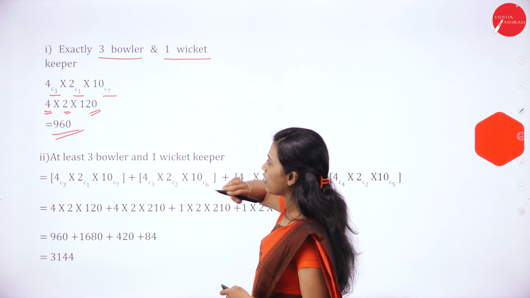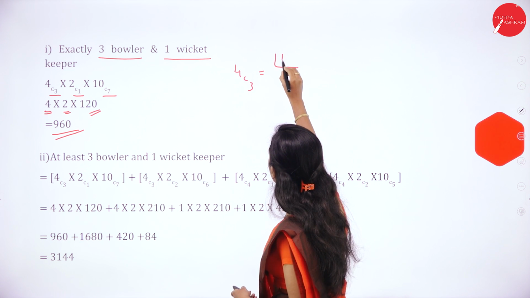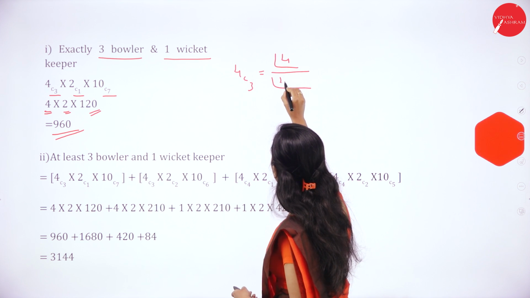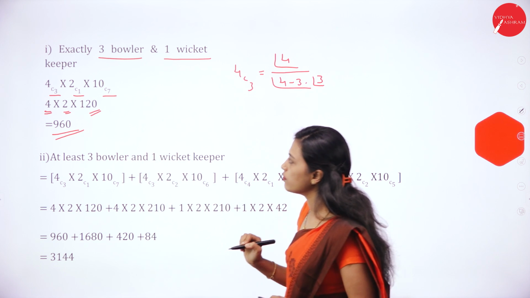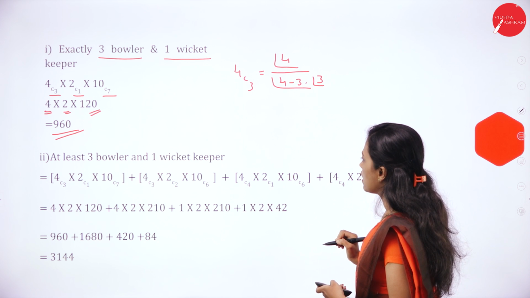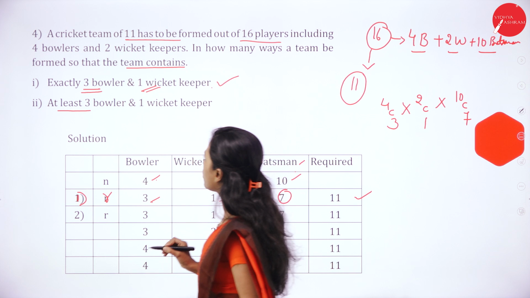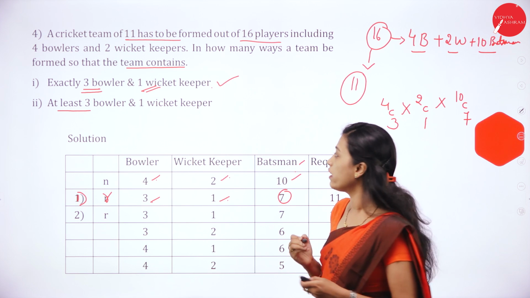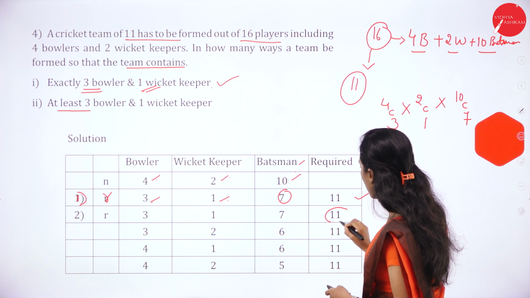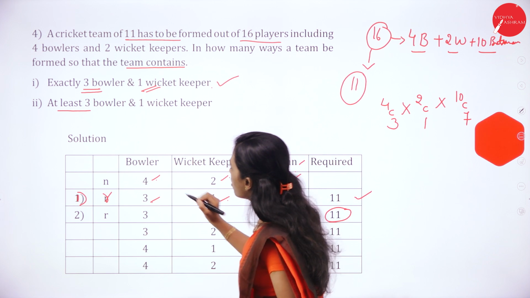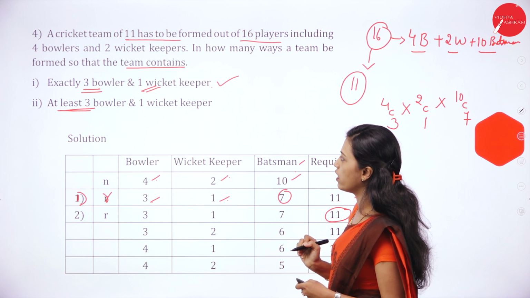Here we have to apply the combination formula. 4C3 means factorial 4 divided by factorial 4 minus 3 into factorial 3. Okay. Then the second question: at least 3 bowlers and 1 wicket keeper. At least 3 bowlers. Again the requirement is 11 only. The requirement is 11, but they have mentioned at least 3 bowlers.